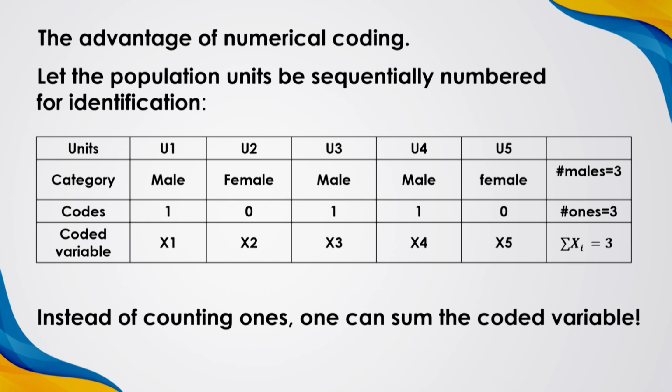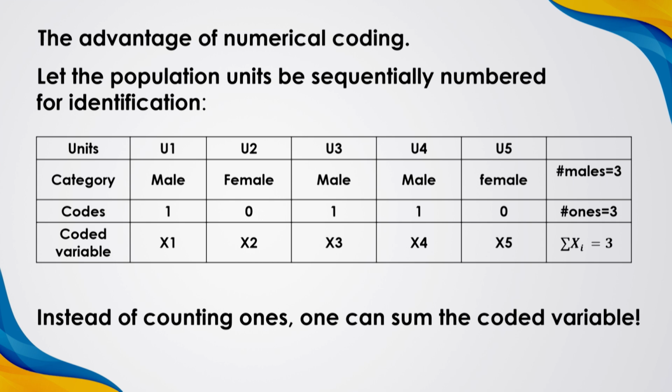The advantage of numerical coding is shown here. Let the population units be sequentially numbered for identification. You look at the table, the top row units are indicated, second column onwards U1, U2, U3, U4, U5. I have taken only 5 units, they are given 1, 2, 3, 4, 5. The category could be male or female, third one male, fourth one male, fifth one female. The number of males equals 3.